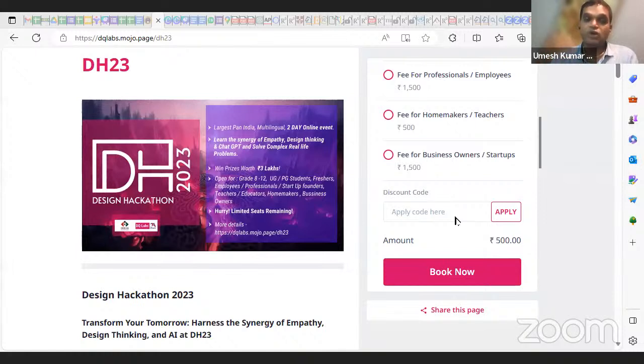And it is designed not only for the students, but this year, even the UG, PG students, the freshers, employees, professionals, startup founders, educators, homemakers, and business owners can also participate because the process is same. It is a very, very secret process used by designers, but we are trying to democratize it for the benefit of everyone. So they can actually make use of this process and transform their tomorrow. That is basically what we are trying to do here. Over to you, Dion.